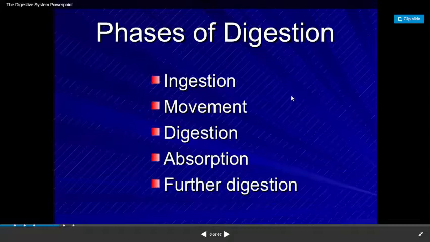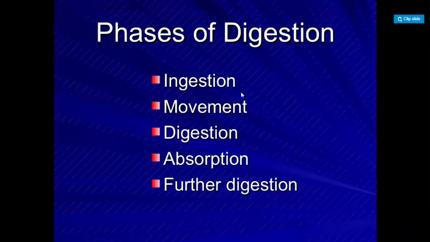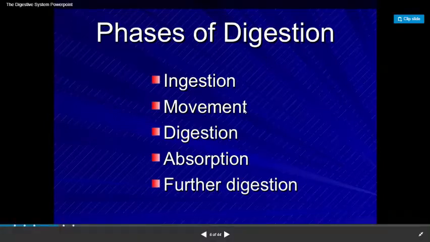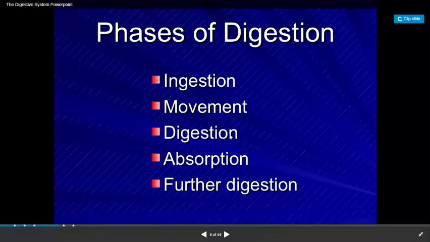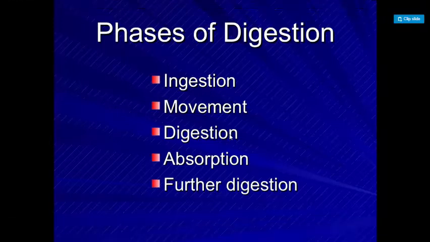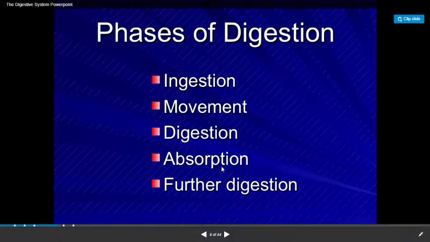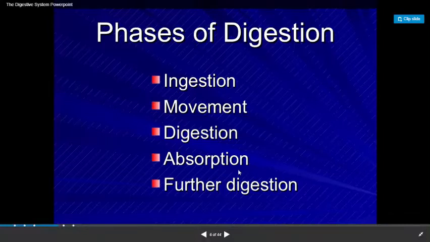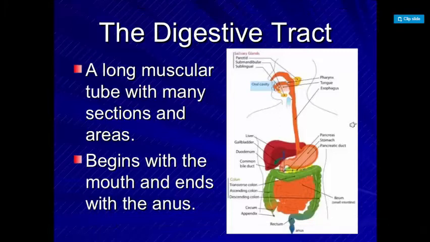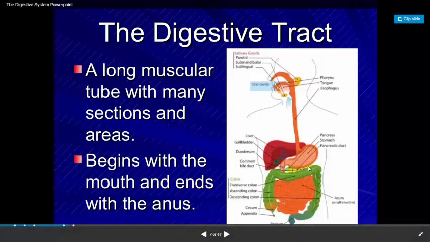What are the phases of digestion? Ingestion, which means that the food is entering your body. Movement: the food has to pass through the tube, through the stomach, and so on. Digestion means breaking down the actual food by chemicals, making it more acceptable to the cells. Absorption, which is the delivery of your food into the cells, and finally further digestion for every single thing that you eat.